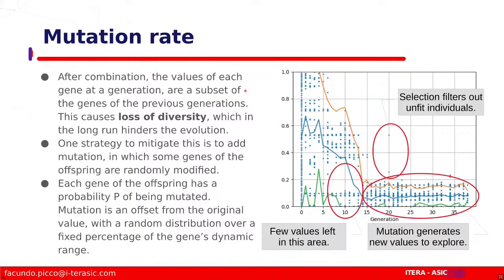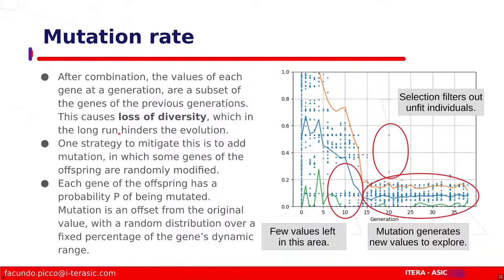Then another thing we have is the mutation rate. After making a child by combining the genes of the parents, the genes of the child are selected from the genes of the parents. So when you look at the generation, their genes are a subset of the genes of the previous generation because they are selected from them and some of them are filtered out. And this causes a loss of diversity, which in the long run hinders the evolution. So one strategy to mitigate this is to add mutation, in which some of the genes of the newly generated individuals are randomly modified.